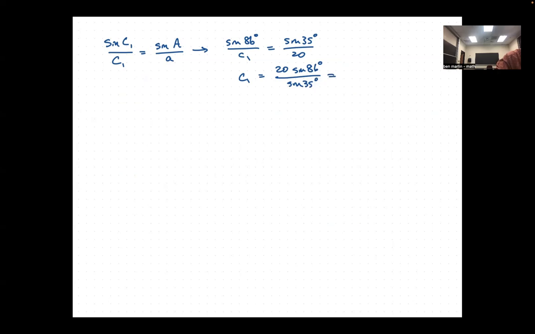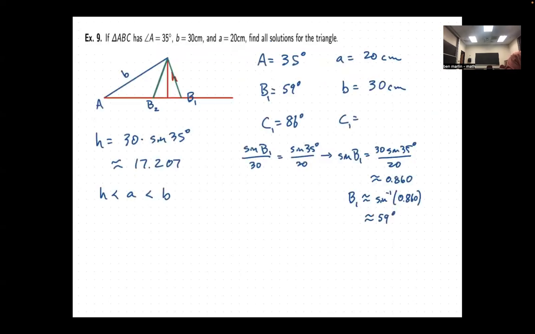And divide by 35 sine. Okay, I'm actually going to have to stop and look to make sure that those, yeah, that should be right. So I'm getting 34.784 out of it, which I'm going to round to 34.8 centimeters.